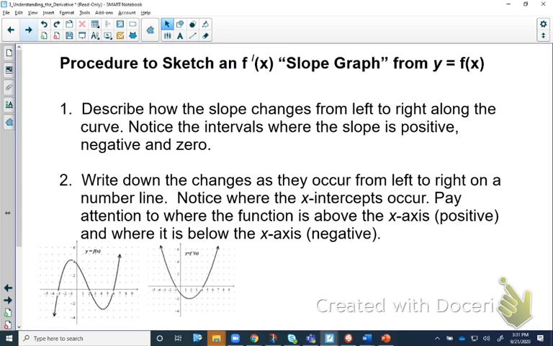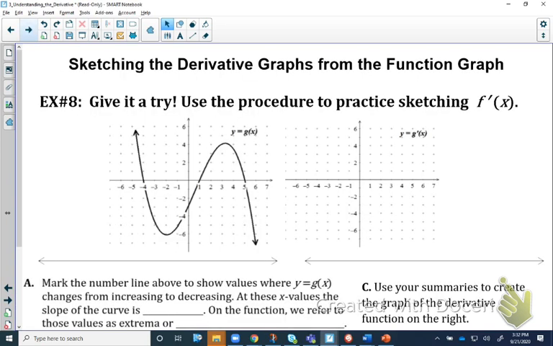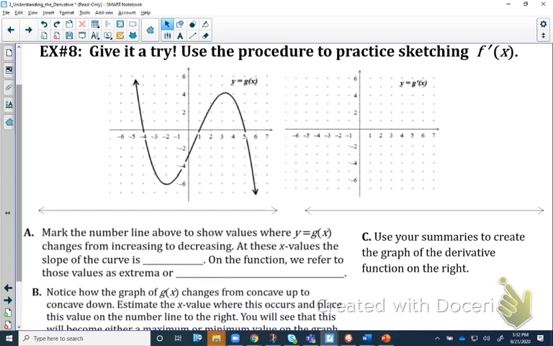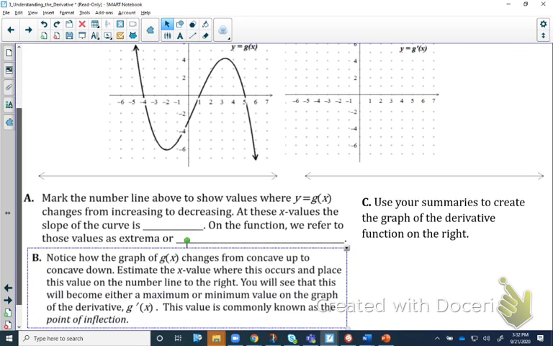So here, this is at the bottom of your page. Describe how the slope changes from left to right along the curve. Notice the intervals where the slope is positive, negative, and zero. This is really what we're getting into, our idea of curve sketching. And that's getting us into this example here. What this is asking you to do is sketch the derivative based off of the characteristics that we've just identified.